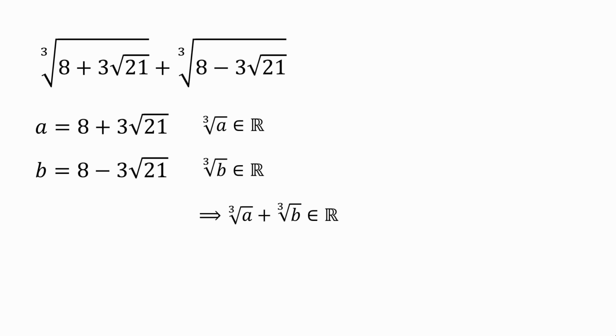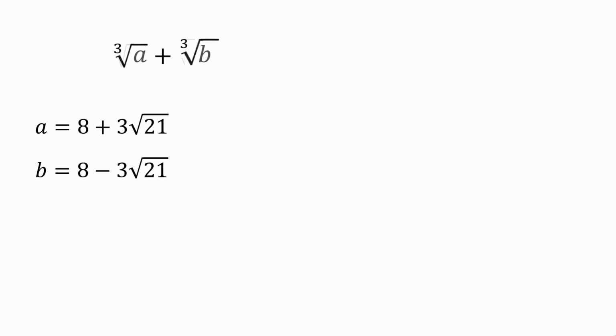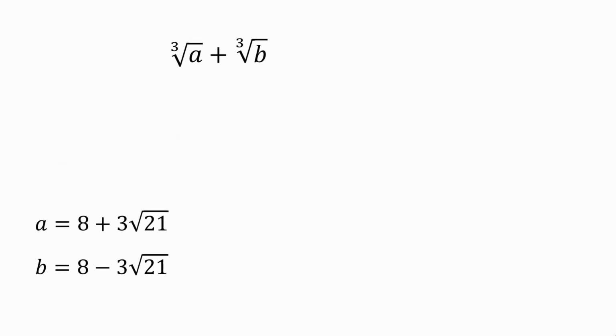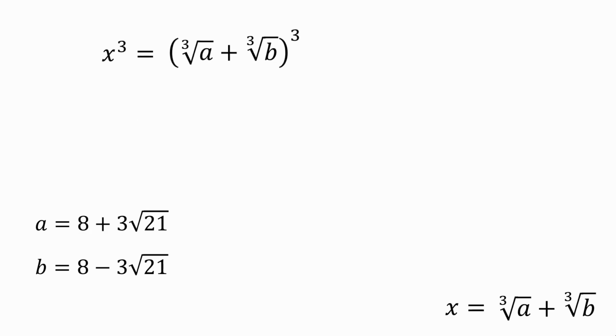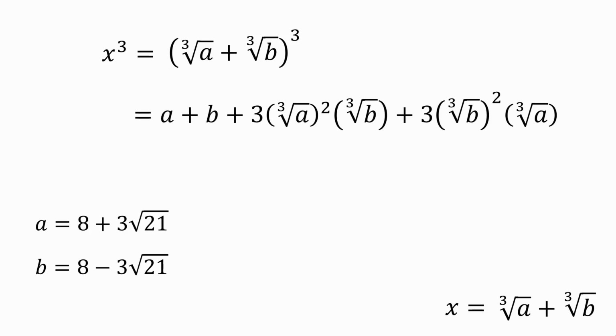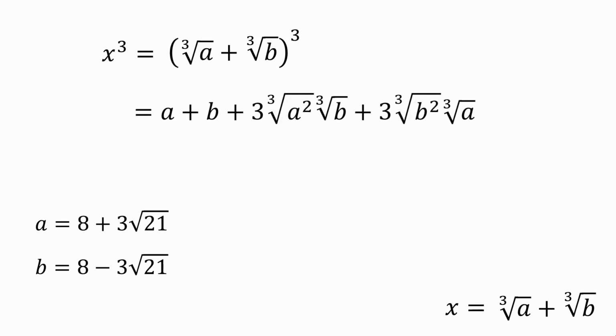Now we'll set this entire expression, which is the cube root of a plus the cube root of b, equal to x. Now we'll cube both sides and then we'll expand. Now let's simplify this expression. We'll first put the squares inside of these cube roots. Now we'll group these cube roots together. We can then write a squared as a and b squared as b.